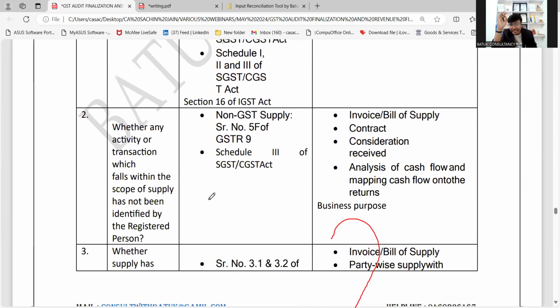Now, next question. Whether any activity or transaction which falls within the scope of supply has not been identified by the registered person.